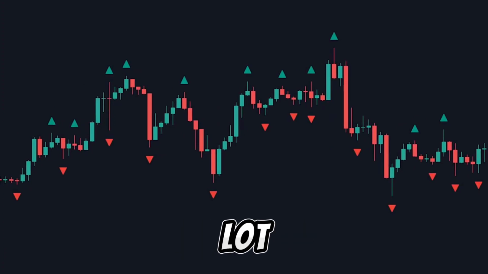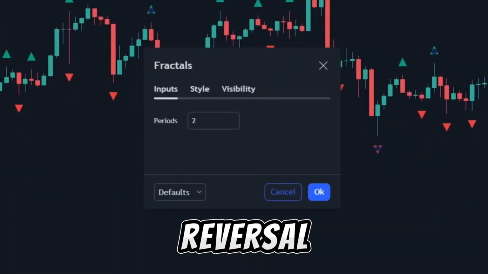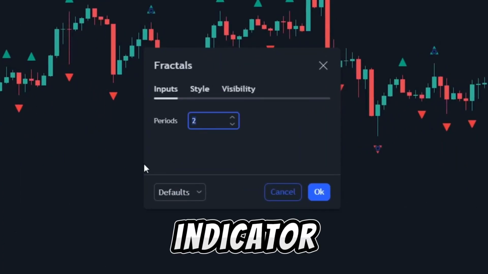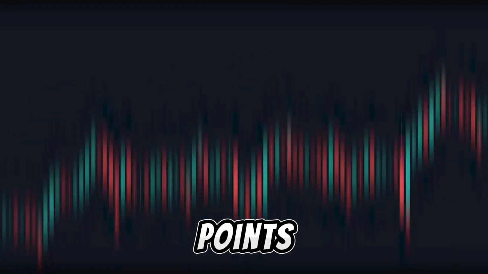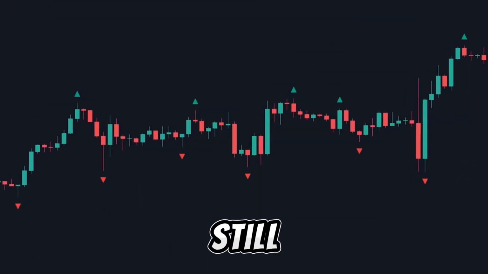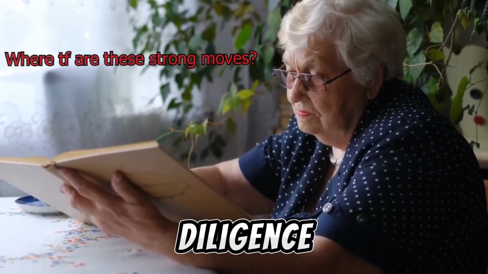But as you can see, there are a lot of fractals. And we want to lower the sensitivity of this indicator so we only see the major reversals. To do that, go to the settings of the indicator and change the periods to 10. Now we filtered out only the strong swing points, but as you can see, the indicator is still giving us some irrelevant swing points.